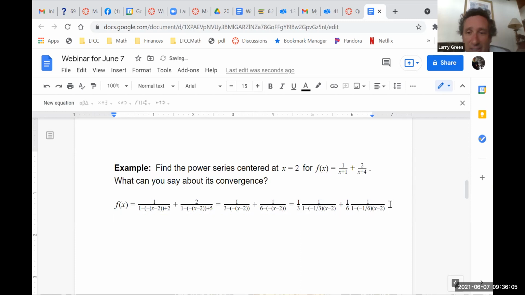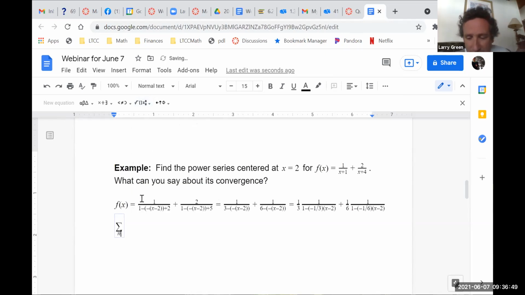Are we ready to turn this into a series? Have we done everything we needed to start writing down a series? Looks like you're all afraid to answer. Yeah, the answer is yes, we're there. We've got it written in geometric series form, and we have the x minus 2. So now we can write down the summation.